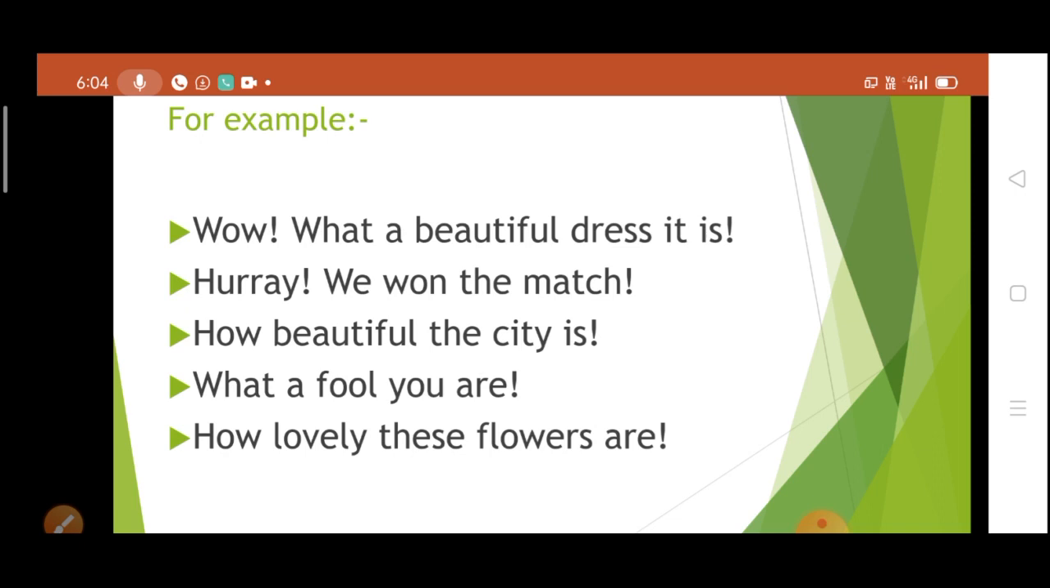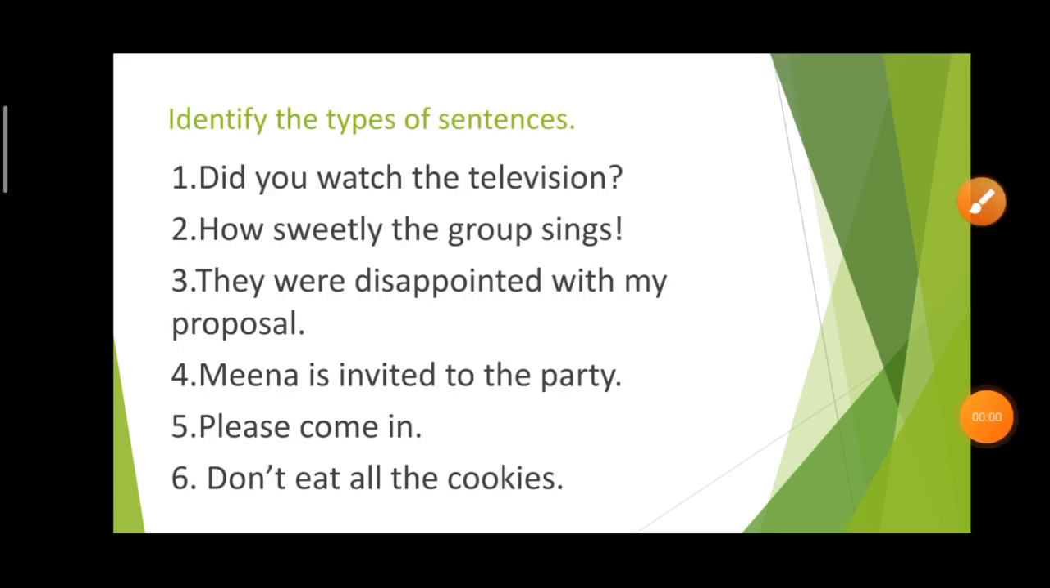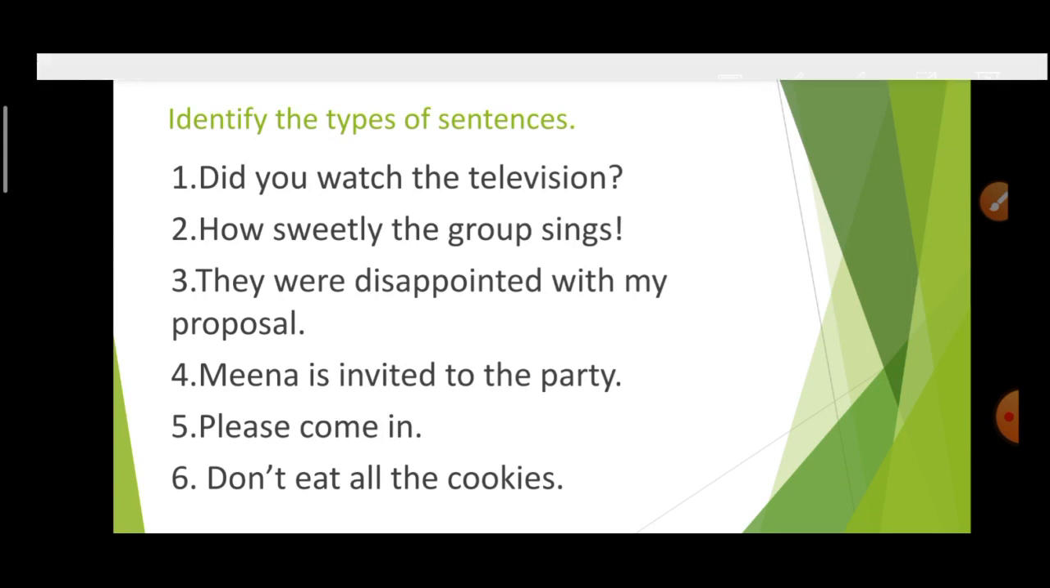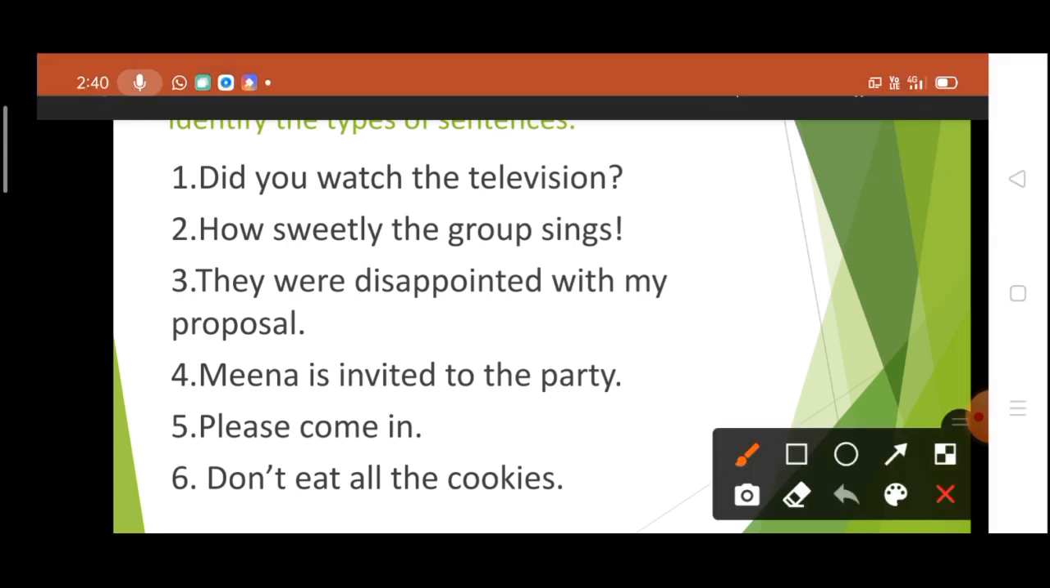Now quickly tell me the answers. Number 1, did you watch the television? So this sentence, it starts with a capital letter and it ends with a question mark and it asks a question. So this is an interrogative sentence. Okay. Then number 2, how sweetly the group sings. You see the exclamation mark is there. So this is an exclamatory sentence.